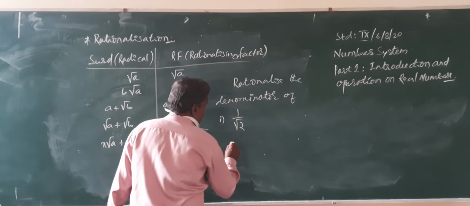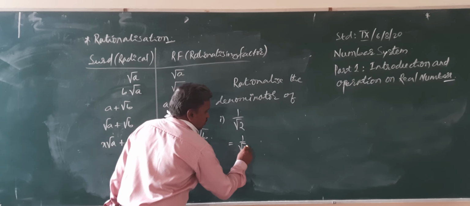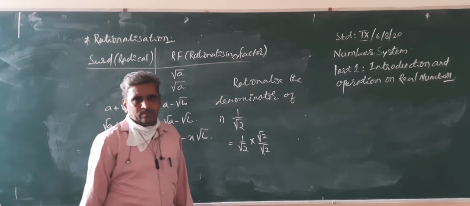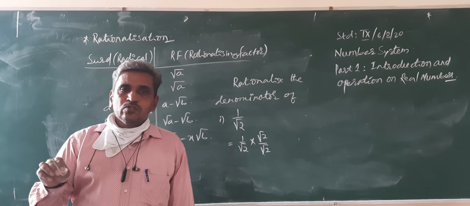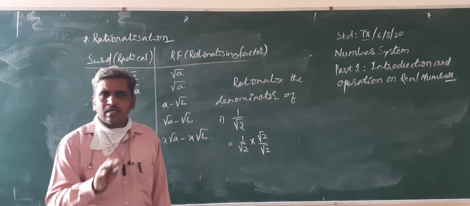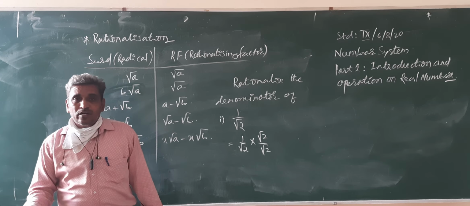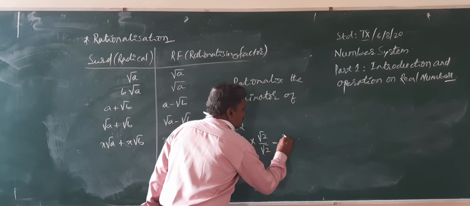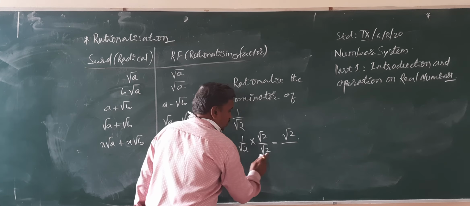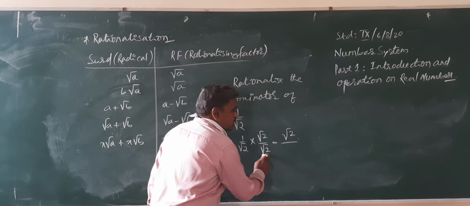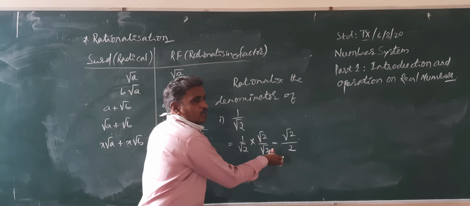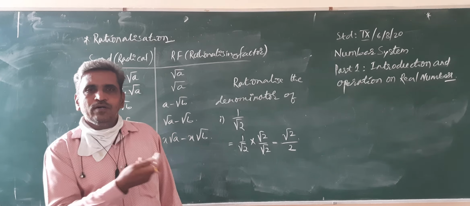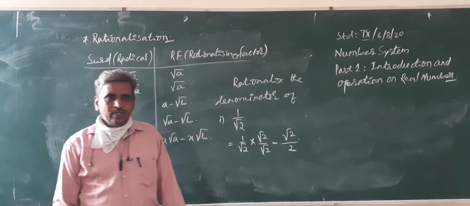So it equals 1 by root 2 into root 2 by root 2. There is no change at all. Our work is to rationalize the denominator, so multiply and divide with the rationalizing factor of the denominator. The numerator is 1 into root 2, which is root 2. Root 2 into root 2 is root 4, which is equal to 2. So the denominator is a rational number. So this is your answer. Okay.